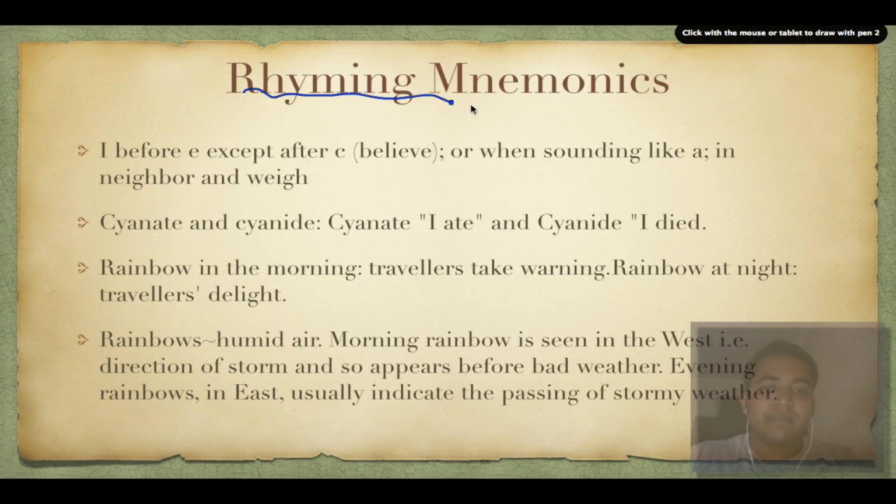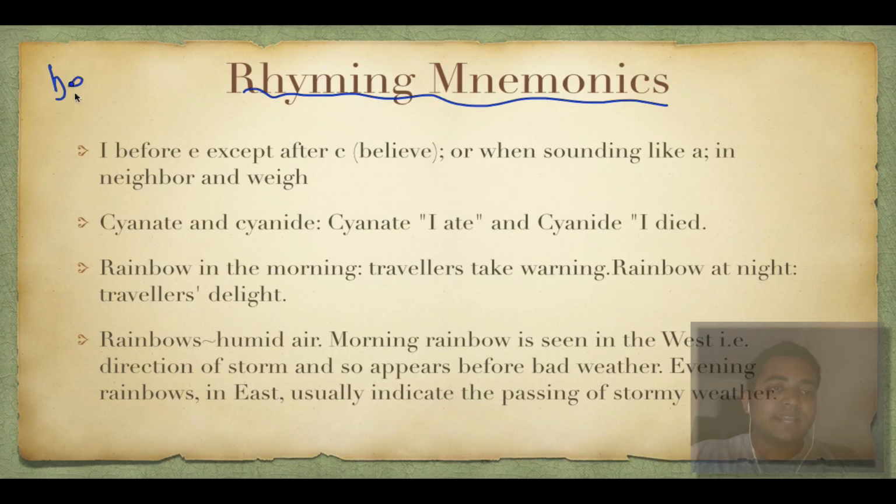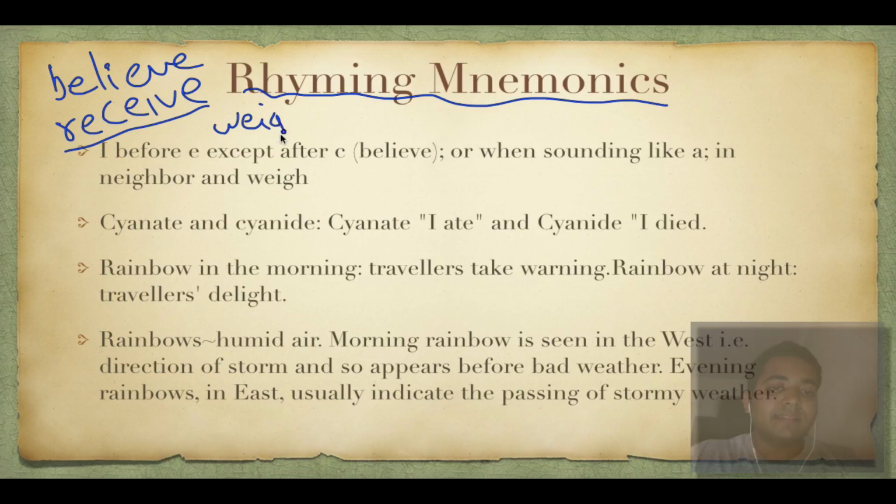Similarly, we have rhyming mnemonics. Since there are various spellings like believe, which is spelled like this, however receive is spelled like this, we just don't know. So there is a simple rule of thumb: I will be before E, except after C. As simple as that. Is that understood?